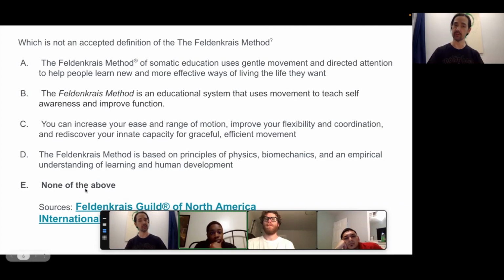So the answer is none of the above. None of them are not. Recall that a double negative, the use of two negative words, none and not, equals a positive. None and not means all of the above are accepted definitions of the Feldenkrais method.